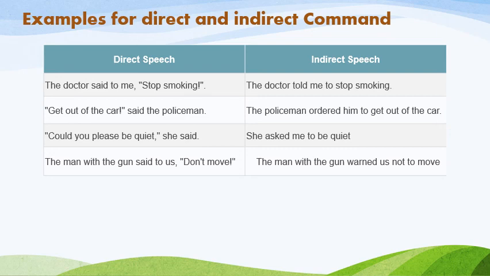"Get out of the car," said the policeman. Look, this is a matter of order. The situation gives me the meaning of order. The policeman ordered him to get out of the car. "Could you please be quiet?" She asked me to be quiet. The man with a gun said to us, "Don't move." So this is a warning. The man with a gun warned us not to move, because they have "don't."